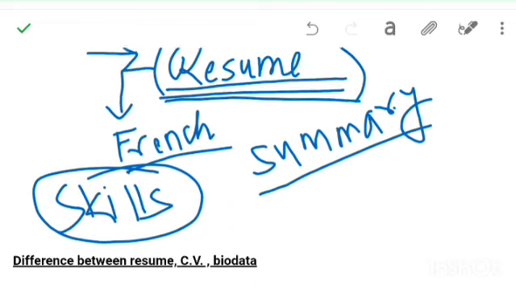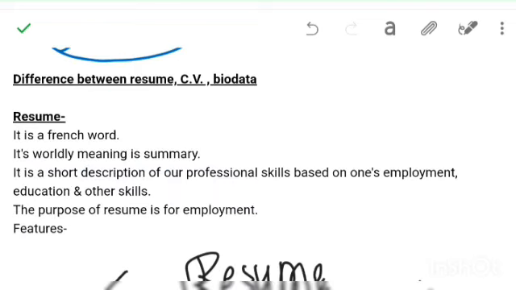Now a brief description for all of you. The topic was resume, CV and biodata. Resume is a French word, CV is a Latin word. The literal meaning of resume is summary. The literal meaning of CV is curriculum vitae, meaning course of life. And the literal meaning of biographical data is that you present your personal particulars.